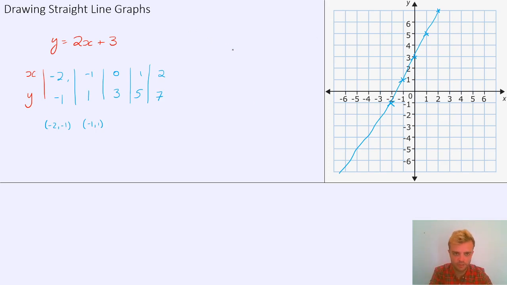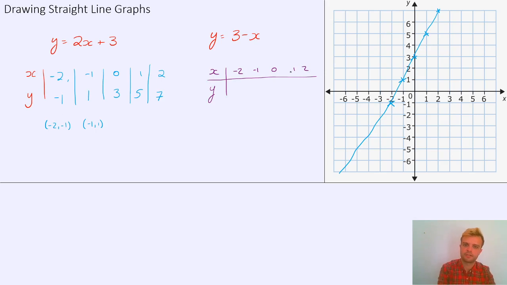Just a second example, and then I'll put some questions up to have a go at. Let's have y equals 3 minus x. So we'll choose the same numbers for x. We're going to choose -2, -1, 0, 1, and 2. Again, I'm going to start by calculating the positives because they're a bit easier to wrap our heads around. So y is 3 take away x.